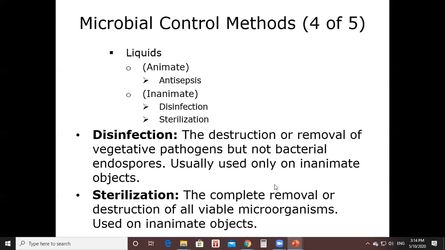So here's the definition of disinfection. Disinfection is the destruction or removal of vegetative pathogens, but not bacterial endospores, usually used only on inanimate objects.